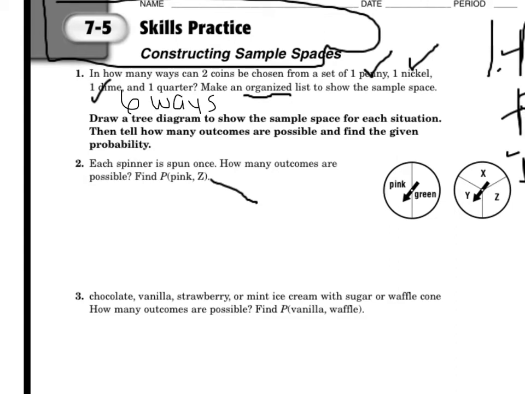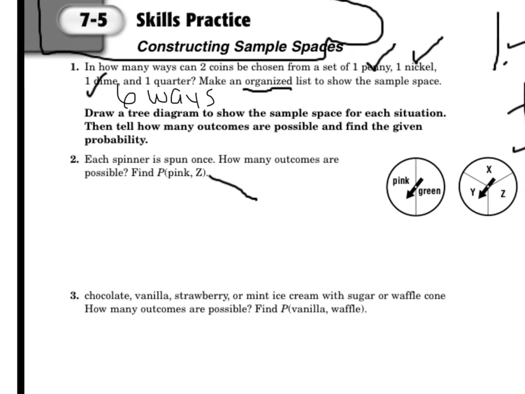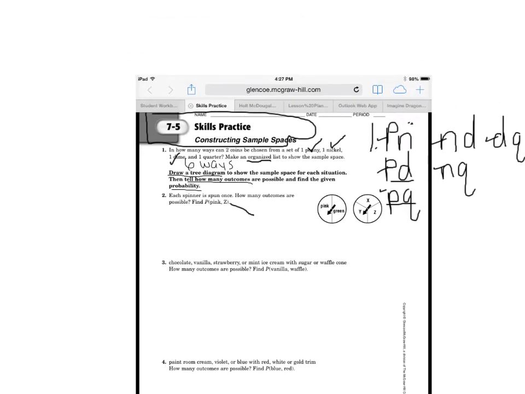And that's number 1. Number 2 says to draw a tree diagram. And that's almost like a factor tree. Draw a tree diagram to show the sample space for each situation, then tell how many outcomes are possible and find the given probability. So we're doing 3 things. We're doing a tree diagram and telling how many outcomes there are and then finding a probability. So on this it says each spinner is spun once.